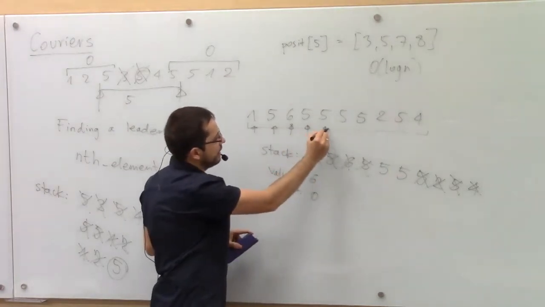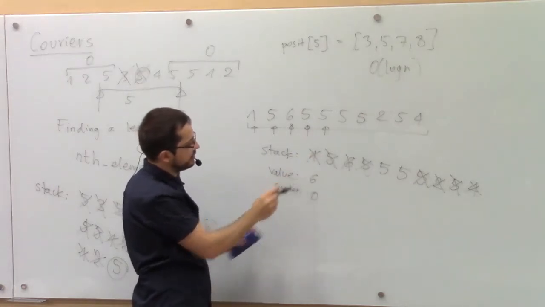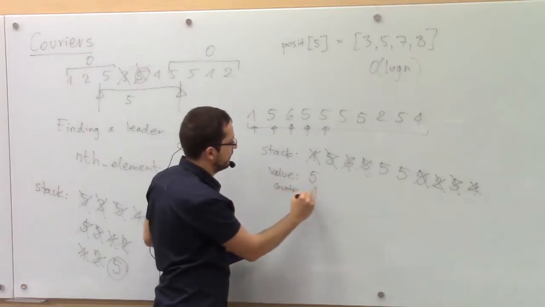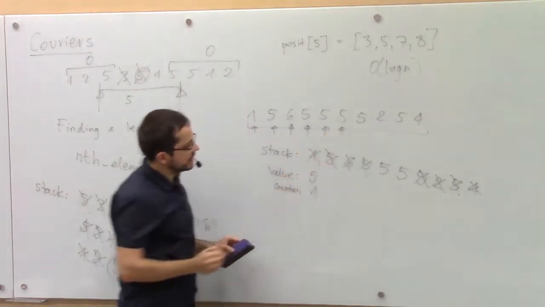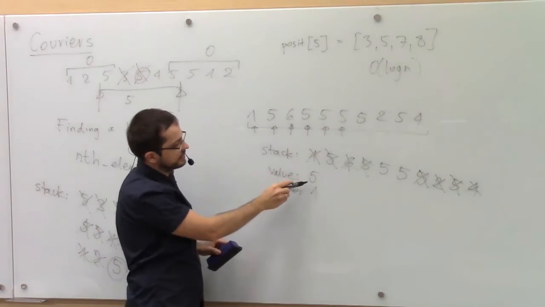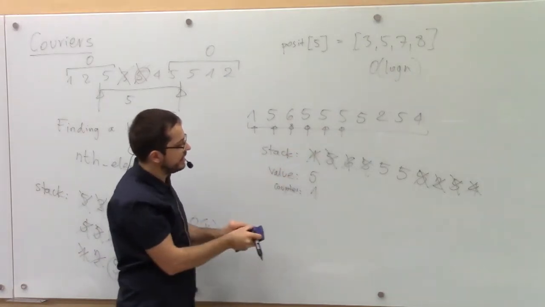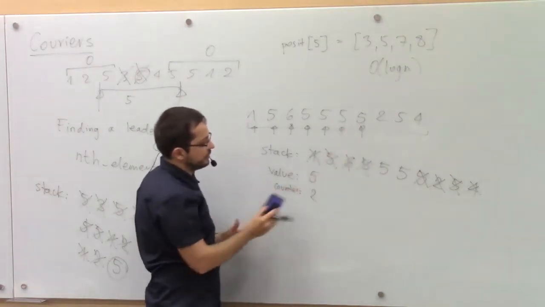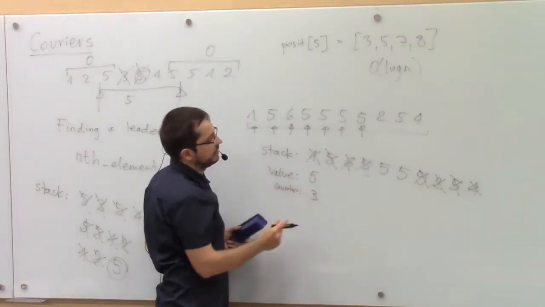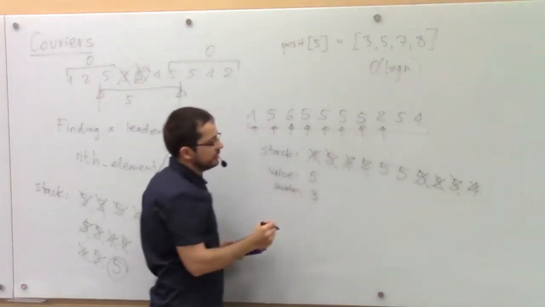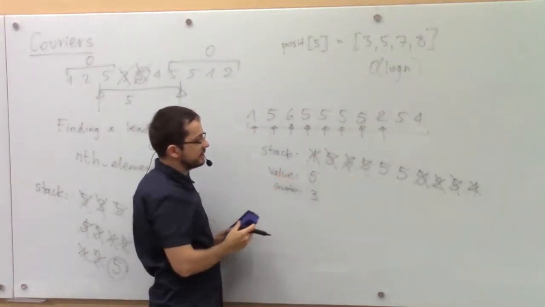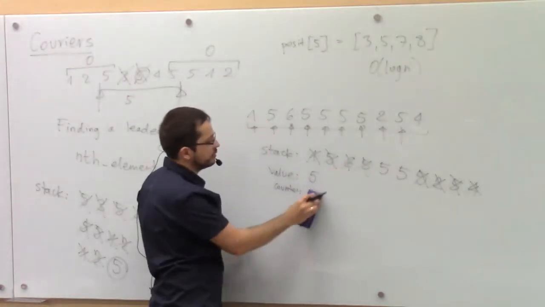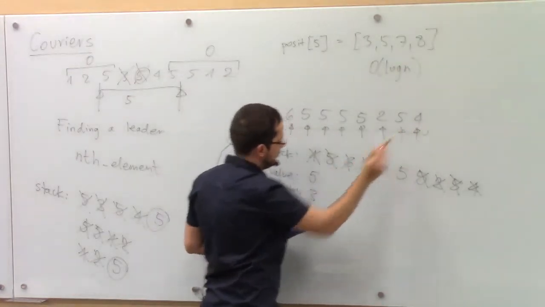Then we put 5. So again, the stack is empty, so we can put a new value on the stack and increase the counter. Then we have another 5, so it means that this 5 is the same as the number on the stack, so we just increase the counter, and another 5 increases the counter. Now element 2 decreases the counter because it's different than 5, and another 5 increases the counter, and 4 decreases the counter.